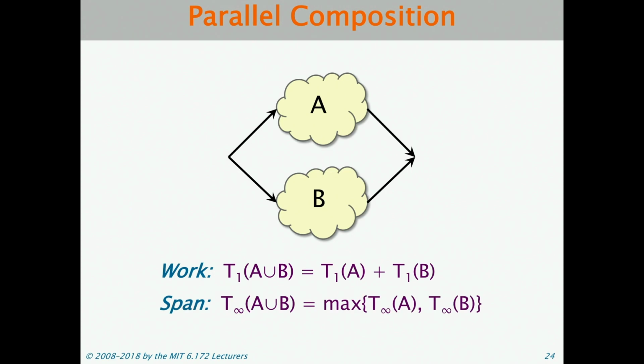Yeah, so the span of A union B is going to be the max of the span of A and the span of B, because I'm going to be bottlenecked by the slower of the two computations. So I just take the one that has longer span, and that gives me the overall span. Any questions?